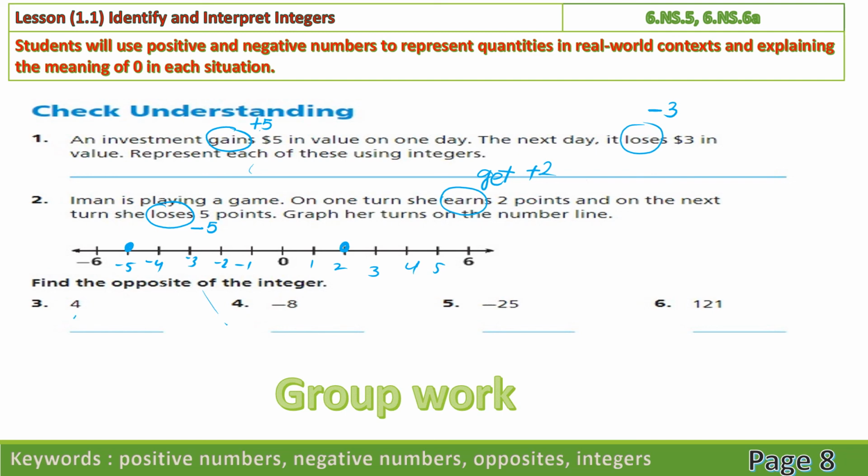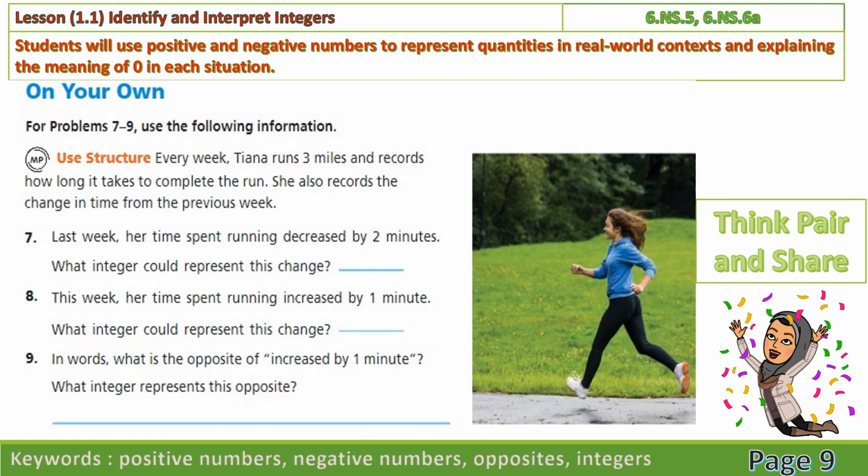Let's see. What is the opposite of 4? Of course, -4. What is the opposite of -8? It will be +8. Opposite of -25 is +25. If I am not writing positive, it means it is understood this is positive. And for 121, the opposite is -121. Okay, let's try yourself. Pause the video, try to do this question without me, come back and then check whether you can do it or not.